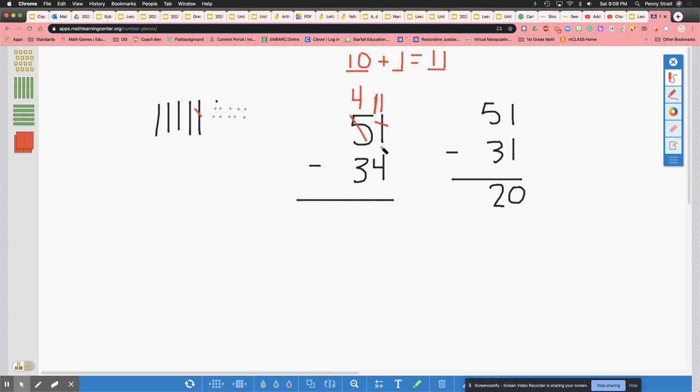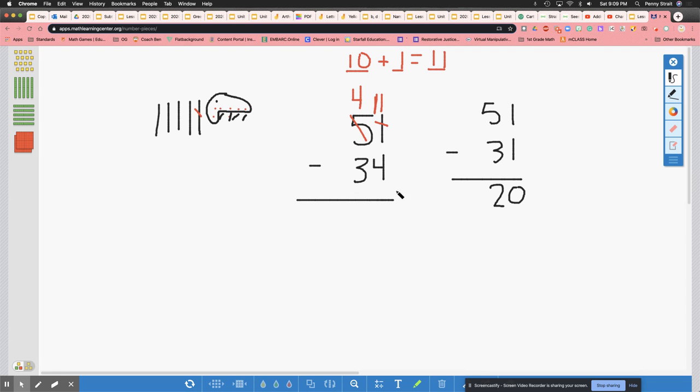Now 11 minus 4 we can do. So I'm going to go ahead and cross off 1, 2, 3, 4. That's going to leave me 6 plus that 1 up there is 7. 11 minus 4 is 7.